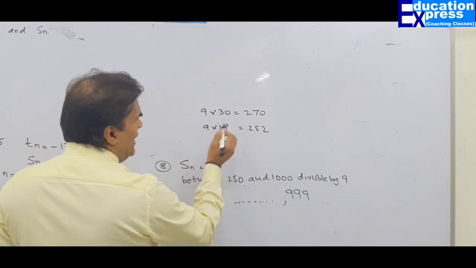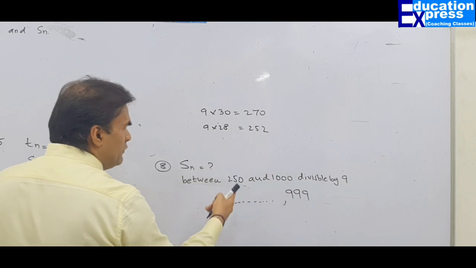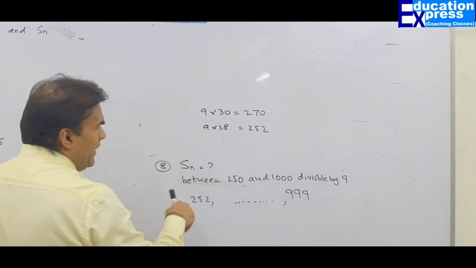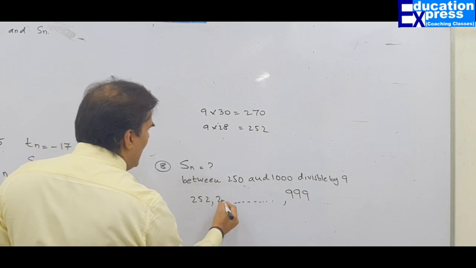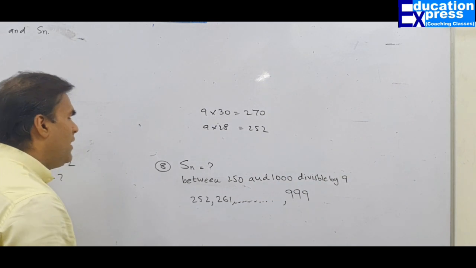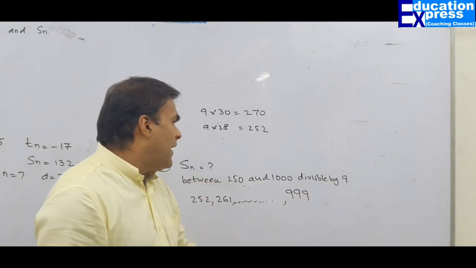9 into 28 is 252. So 252 would be the first number. Then thereafter 261 and so on. And it will go on till 999, because the number should be divisible by 9.